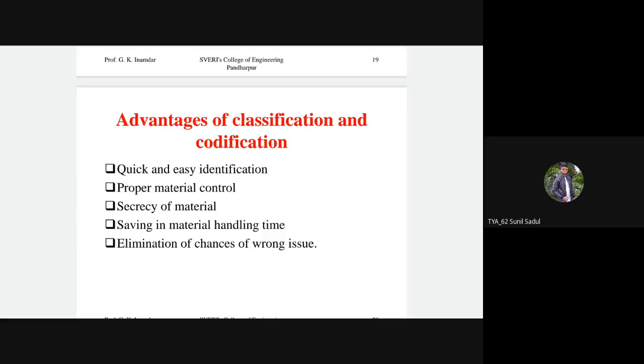Now, secrecy of material. Secrecy of material means, according to the material, for example, one code is for ferrous material and the second is for steel.